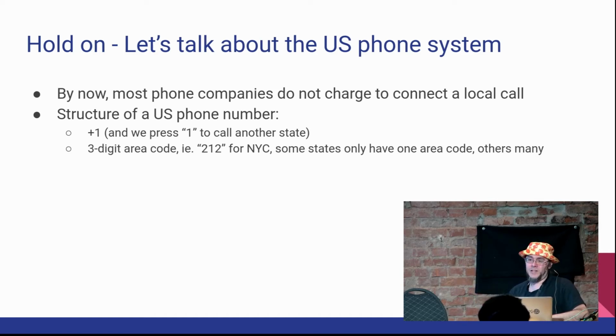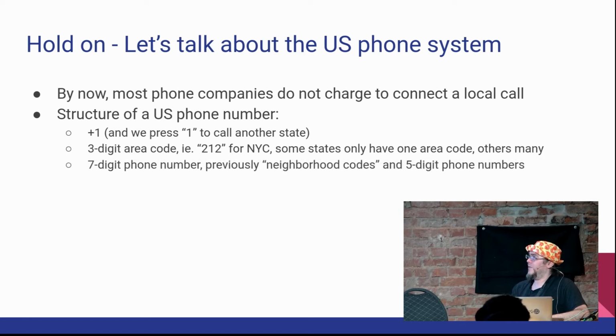212 is New York City. You learn these over time. I'm sure you've done this with your local calling area. And then you have a 7-digit phone number. Previously this would be neighborhood codes and 5-digit numbers. Like Baltimore, where I live right now, had BA, which is 22 on your phone if you look at the letters. So you could say, I'm Baltimore 12345, and it would mean 221 2345. That's kind of interesting, but that's really old though.